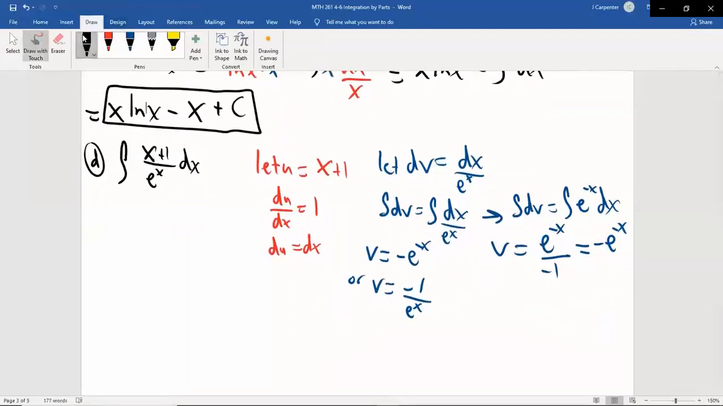All right, so going back to the original problem, the integral of x plus 1 over e to the x dx becomes, and again, I'm not plugging things into this, I'm plugging them into that formula. And one more time as a reminder, the integral of u dv is uv minus integral v du. There's a lot of bounciness to our calculus formulas. It's kind of going back and forth.